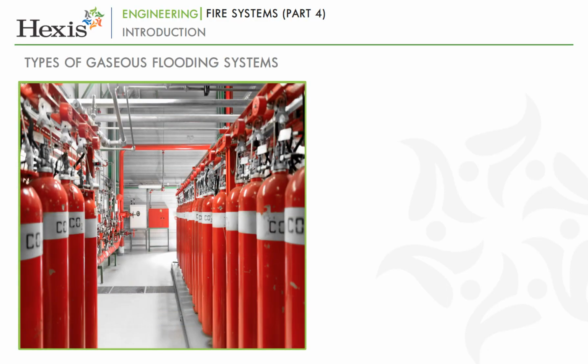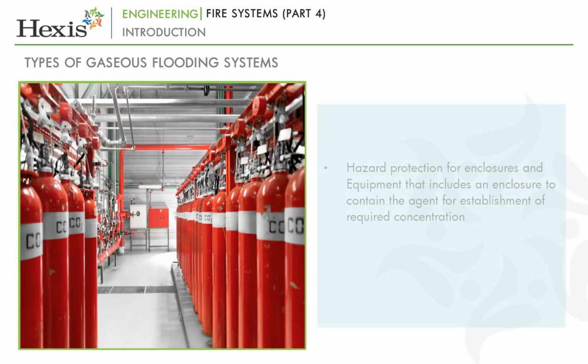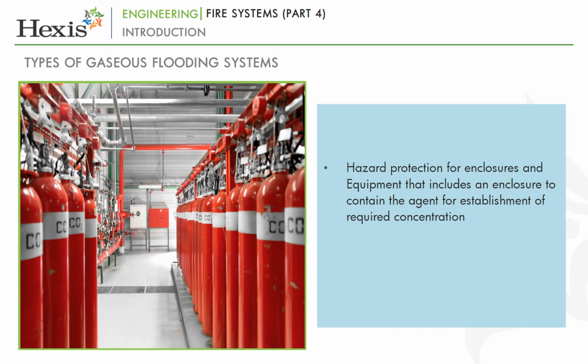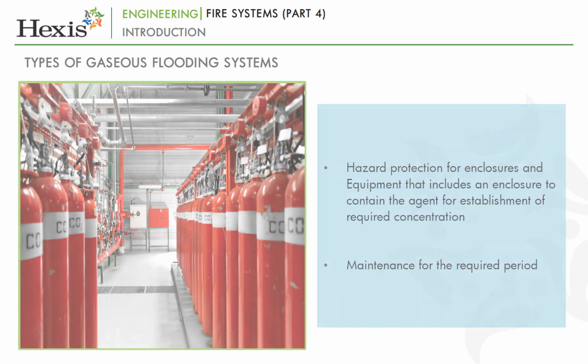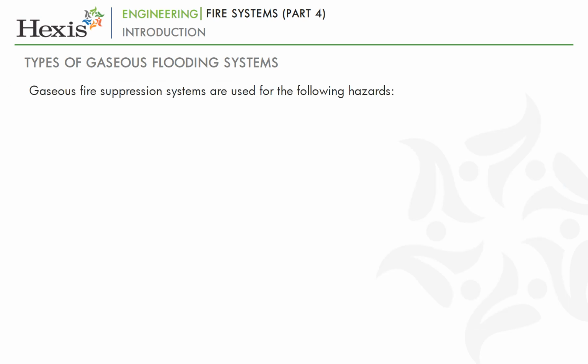Gaseous fire extinguishing systems are used primarily to protect hazards that are in enclosures or equipment that in itself includes an enclosure to contain the agent for establishment of required concentration and maintenance thereof for the required period. Some typical hazards that may be suitable include, but are not limited to, the following: within enclosures such as rooms, walls, enclosed machines, containers, storage tanks and bins.